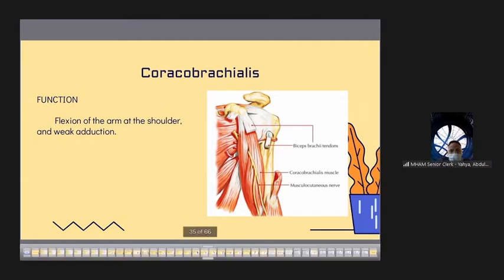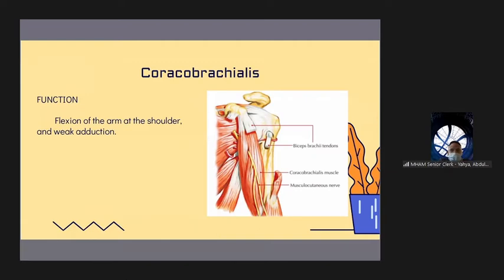And the next muscle is the coracobrachialis. The coracobrachialis muscle lies medial to the biceps brachii in the arm. Mainly it originates from the coracoid process of the scapula, and this muscle passes through the axilla and attaches to the medial side of the humeral shaft at the level of the deltoid tuberosity. One of its functions is flexion of the arm at the shoulder and adduction. Next slide.